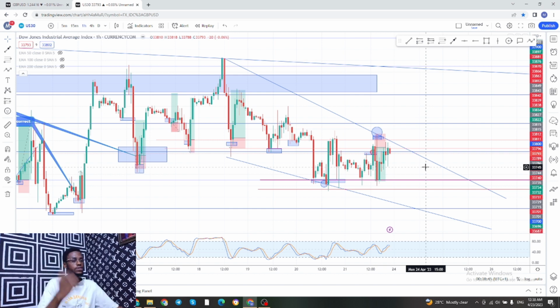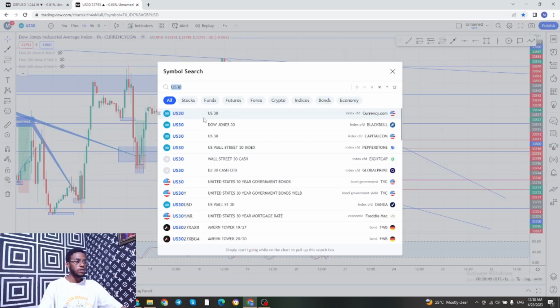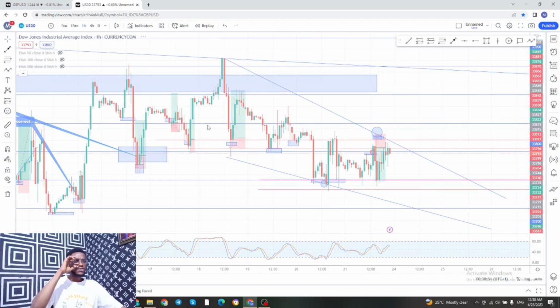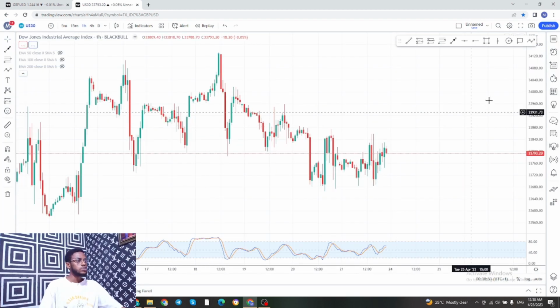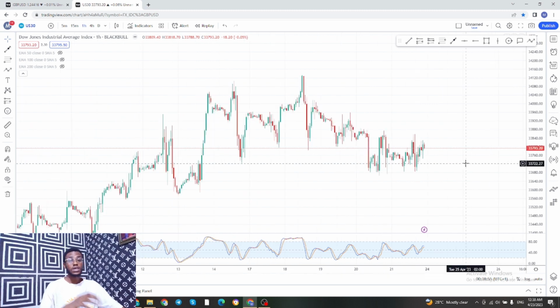So let's try to plug this in on US 30. Let's go to a clean chart so I can show you guys how to put it on an index. You can actually use it for gold too if you want to. It works on everything, guys, everything. Bank zones work on everything. These psychological levels are crazy, guys.